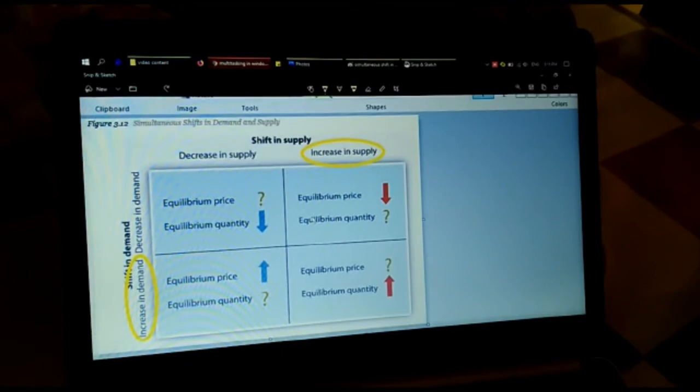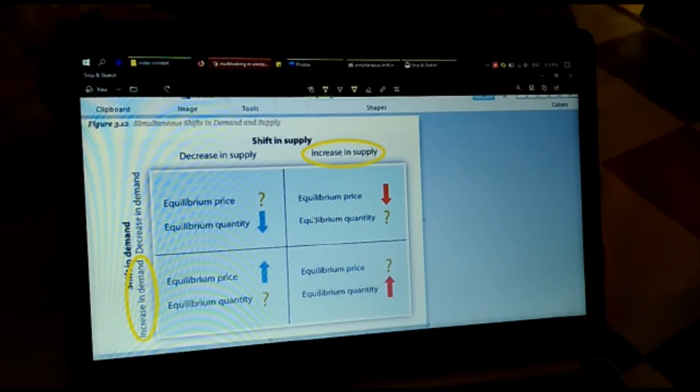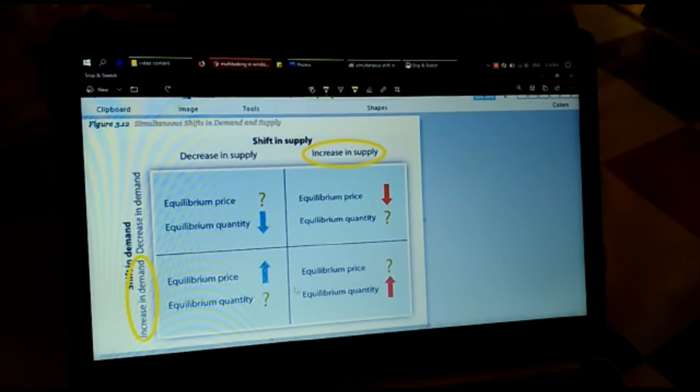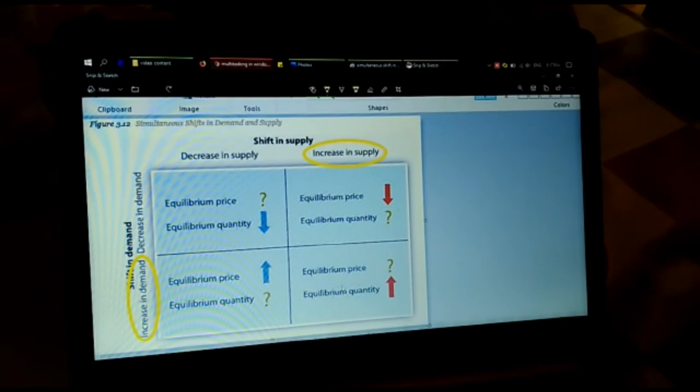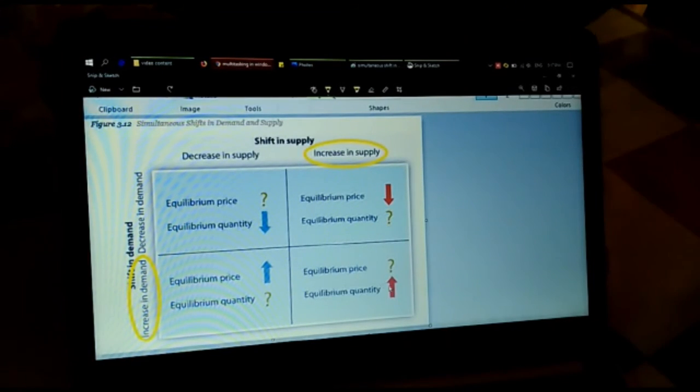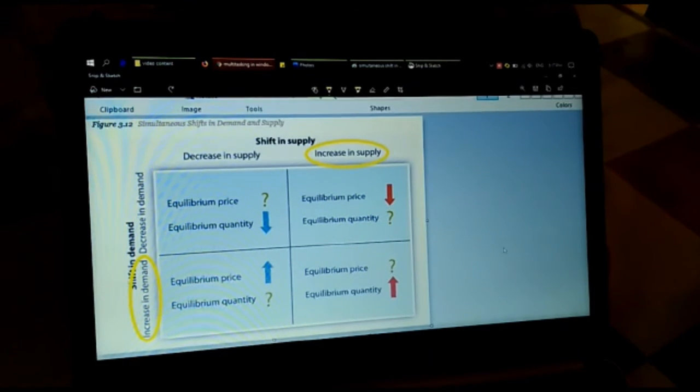Lastly, before I end my video presentation, I have some additional information. We have three cases of simultaneous increase in demand and supply. This table has multiple uses, but here I want to explain simultaneous increase in demand and supply. Look at this: increase in supply, increase in demand. So we look at the box. The equilibrium quantity is always increasing, but the equilibrium price we don't know, right? So I will explain this.